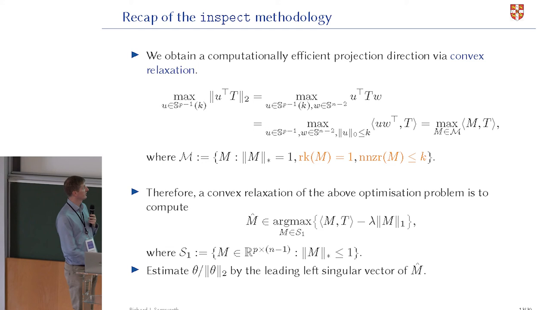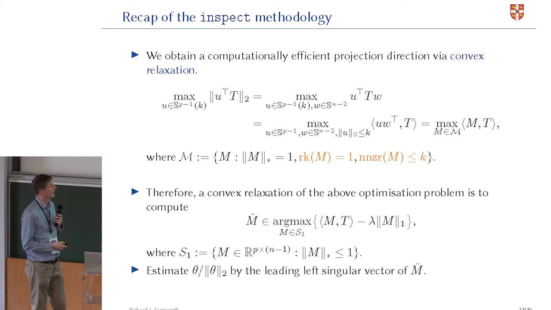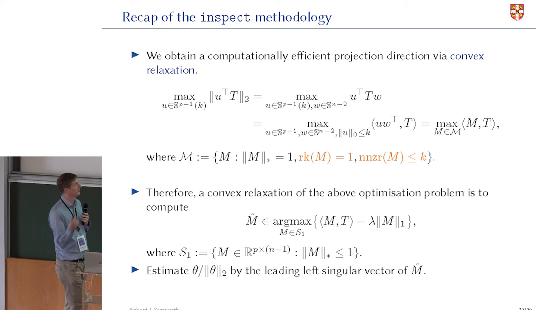And the way we do this is to rewrite the objective function in this way. We can use the Cauchy-Schwarz inequality to write this as a maximum over two different variables, u and w, and then realize that the real number is its trace, and then use the cyclic permutation property of the trace to rewrite this in this way.